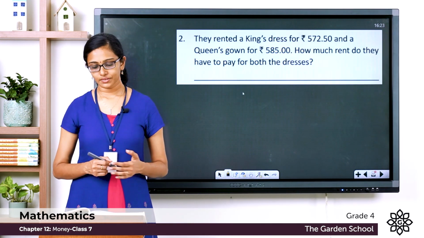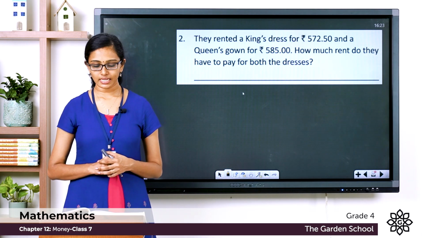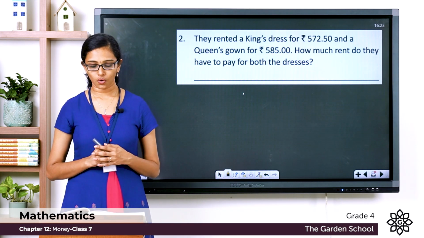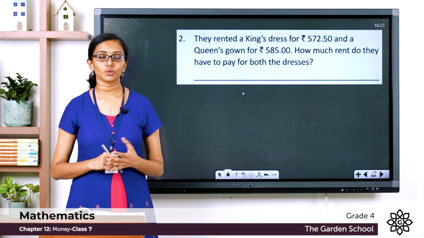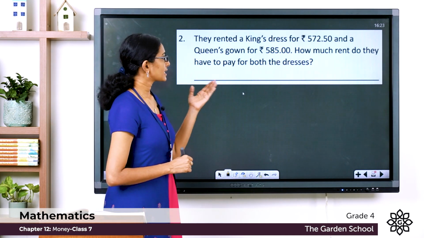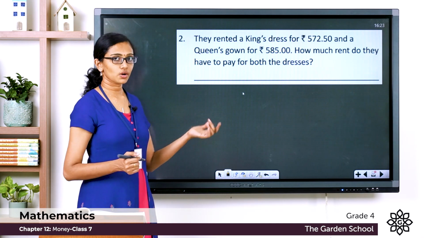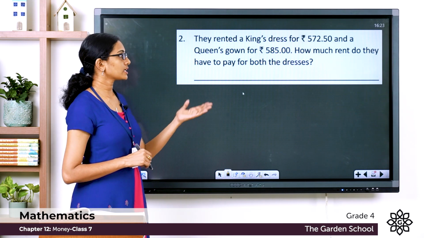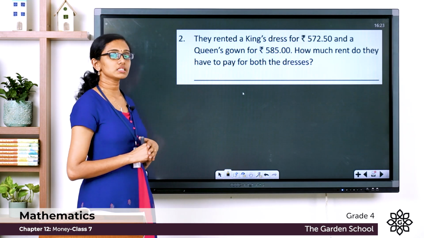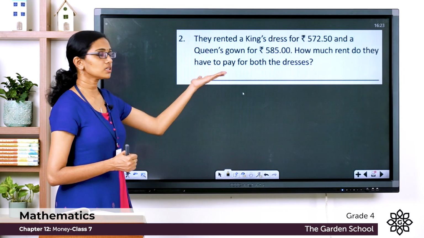The second one, they rented a king's dress for 572 rupee 50 paise and a queen's gown for 585 rupee. How much rent do they have to pay for both the dresses? And what is the answer? See, they rented a king's dress for 572 rupee 50 paise and also a queen's gown for 585 rupee. How do we calculate the total rent for these two dresses? Just add up the two amounts and you will get the total rent for the two dresses.